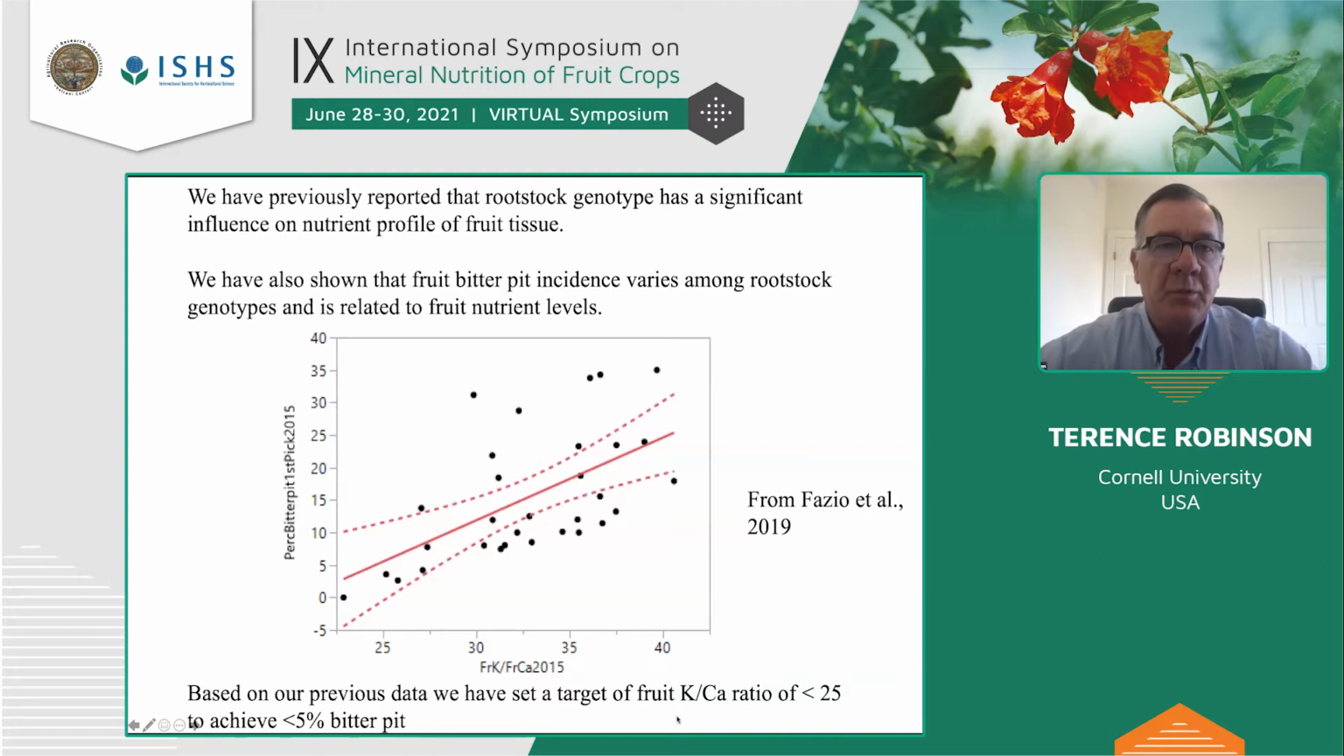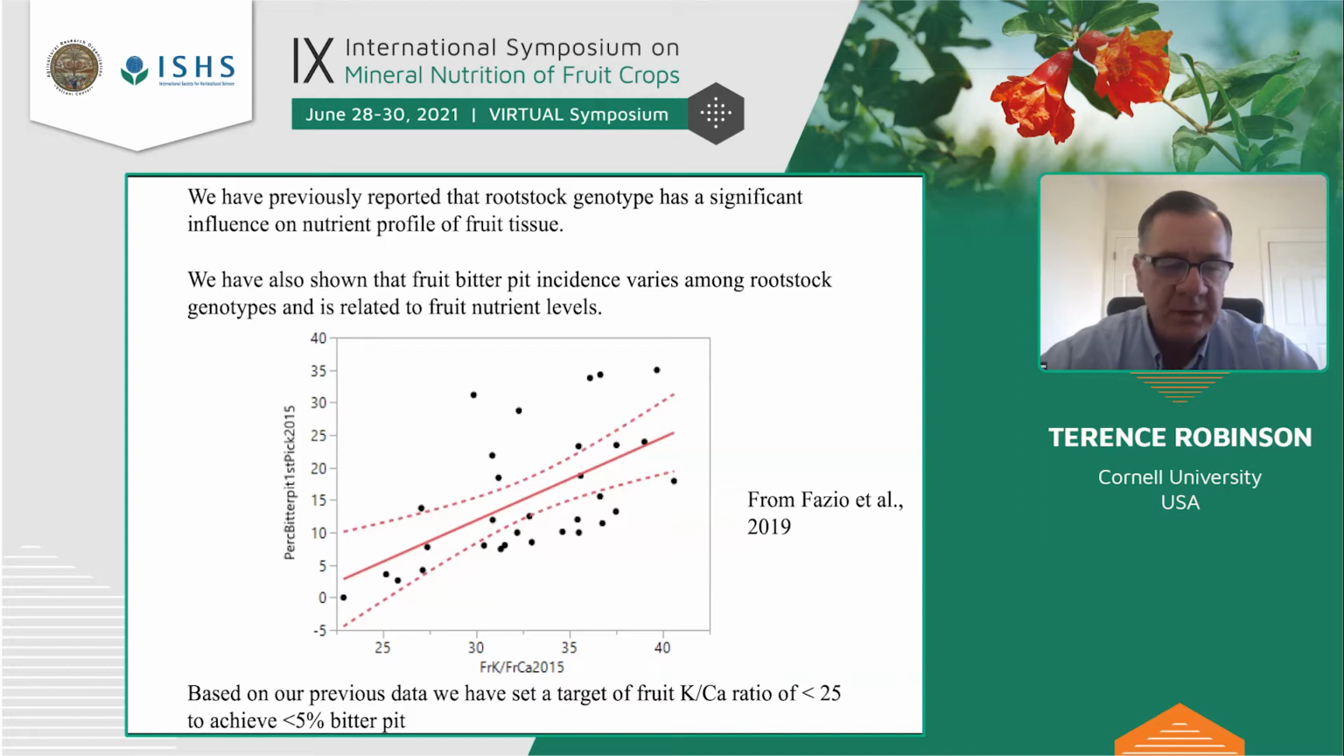We have previously reported that rootstock genotype has a significant influence on the nutrient profile of the tissue of the fruit itself. In a previous study we published in 2019, we also showed that bitter pit incidence varied significantly among rootstock genotypes, and it was related to the fruit nutrient level of the bulk pulp of the fruit.